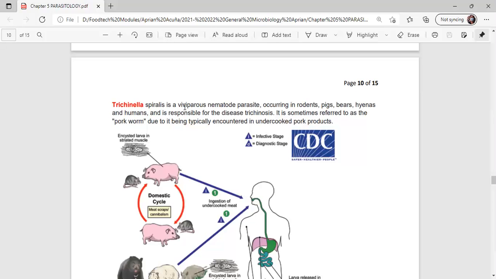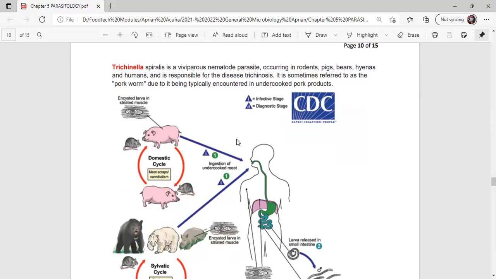So, your Trichinella spiralis is not a tapeworm. Trichinella spiralis is a viviparous nematode, a roundworm occurring in rodents, pigs, bears, hyenas, and humans, and is responsible for the disease trichinosis. It is sometimes referred to as the pork worm, due to being typically encountered in undercooked pork products.